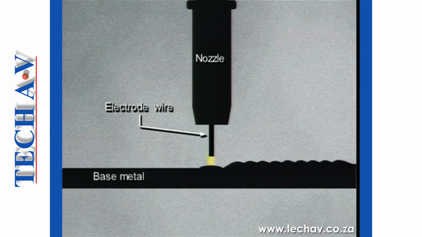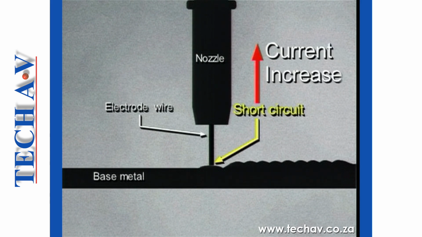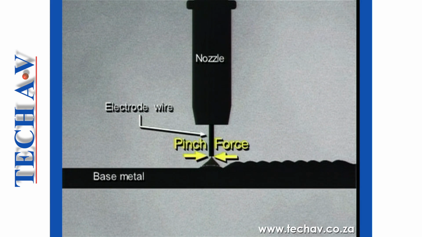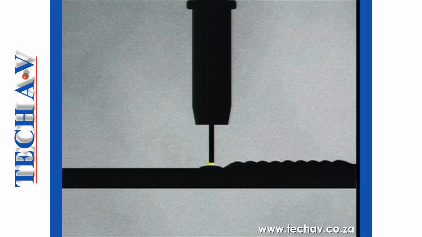The wire, being fed into the weld zone, touches the weld pool, and a short circuit occurs the moment metal enters the weld. The welding machine, in attempting to stabilize the output voltage, causes the current to rise dramatically. This current increase results in a pinch force that causes the tip of the electrode wire to separate. Having separated, the arc reignites as a result of the welding voltage returning to its set value, and the cycle is repeated.